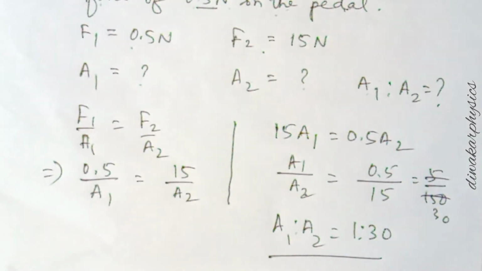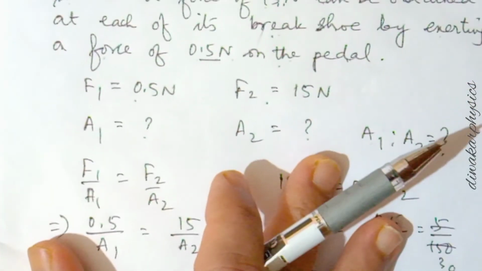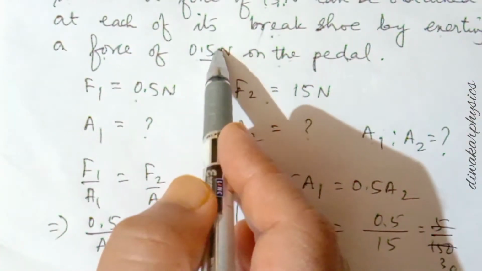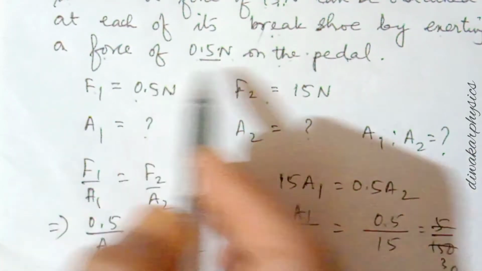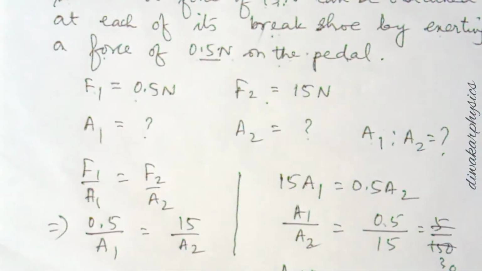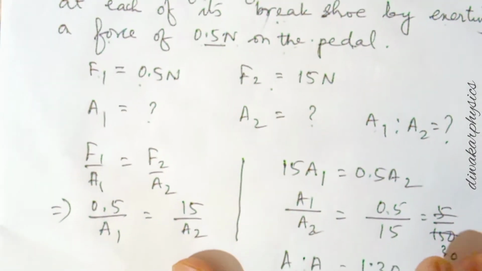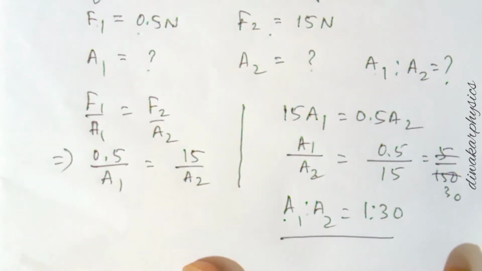Okay, so remember master cylinder is to be written first, A1, and what is the force applied on master cylinder? 0.5 near the pedal. So that's why F1 is 0.5, F2 is 15 Newton. So this is the answer.